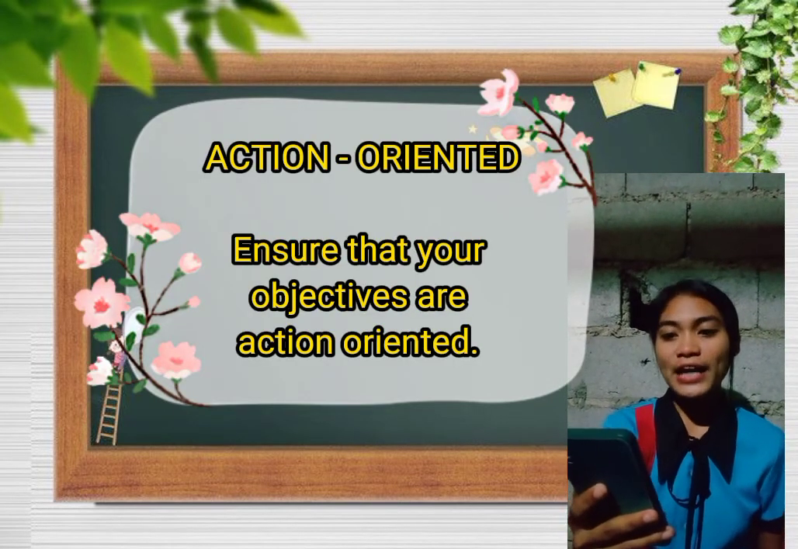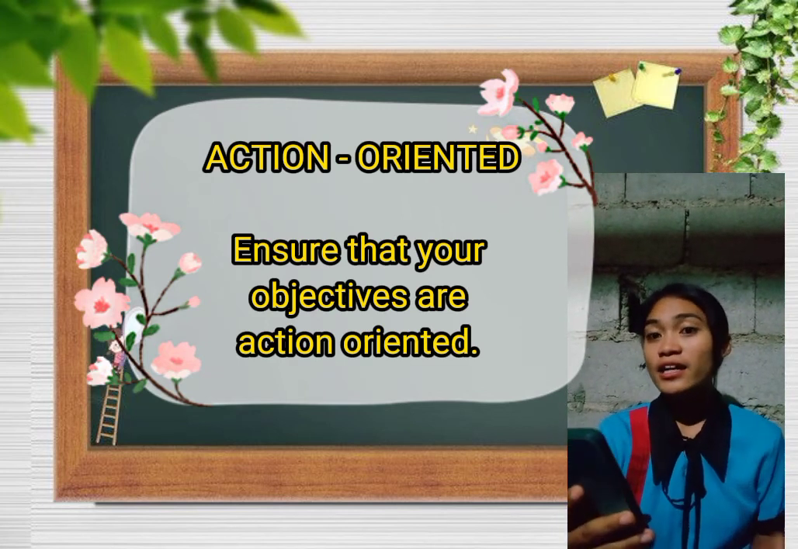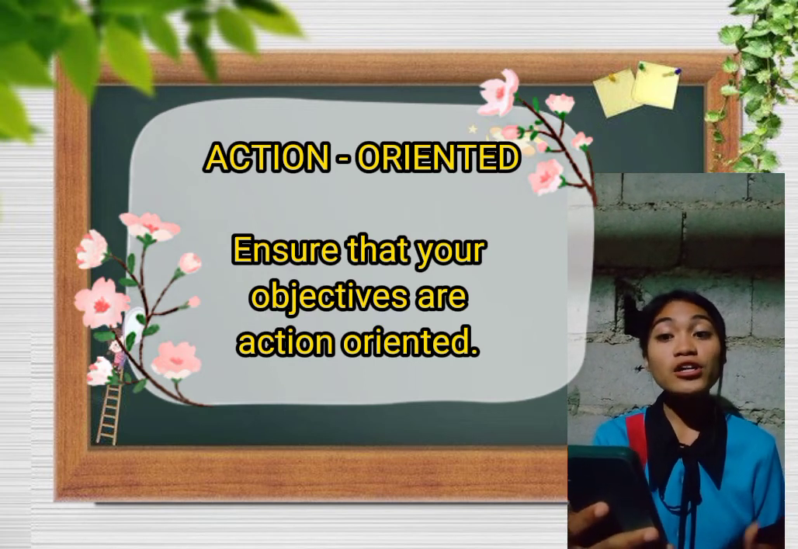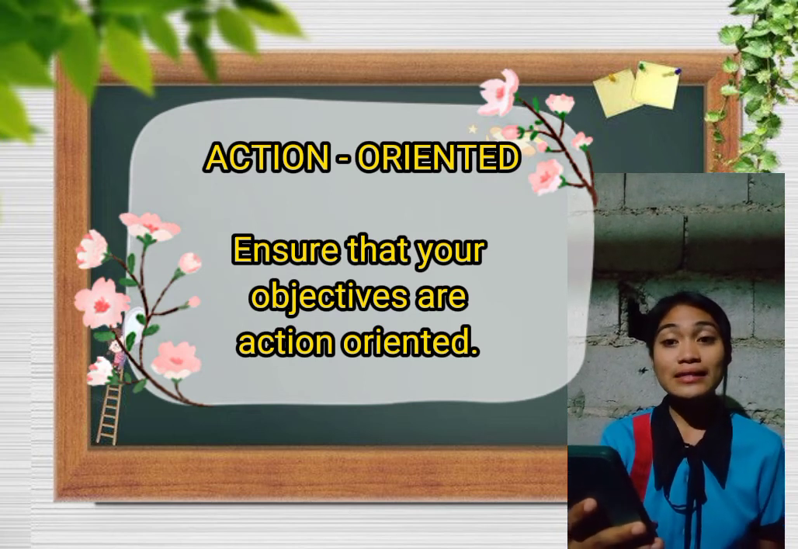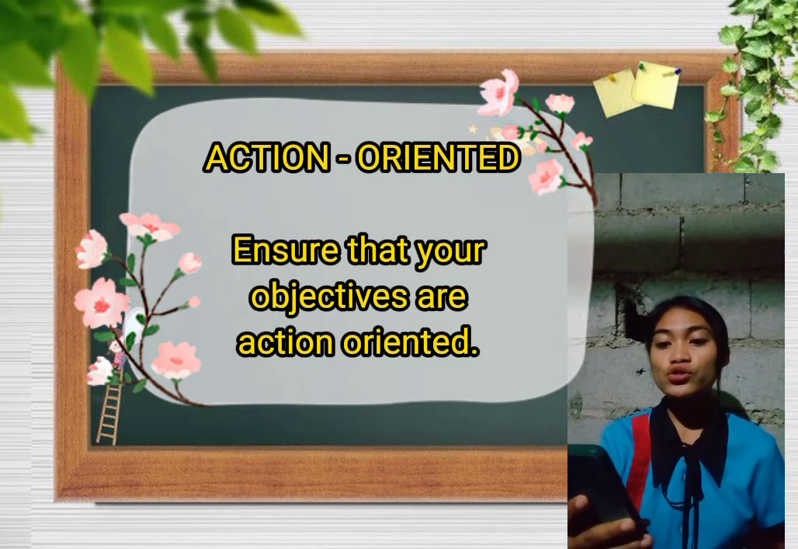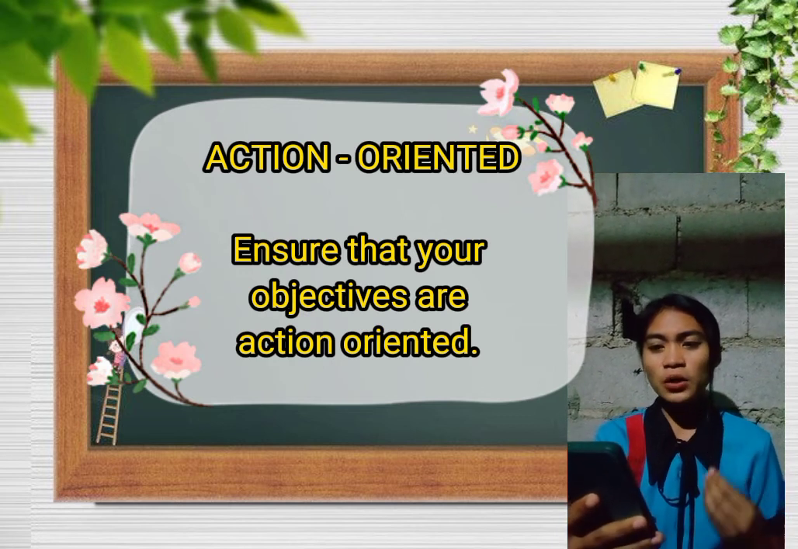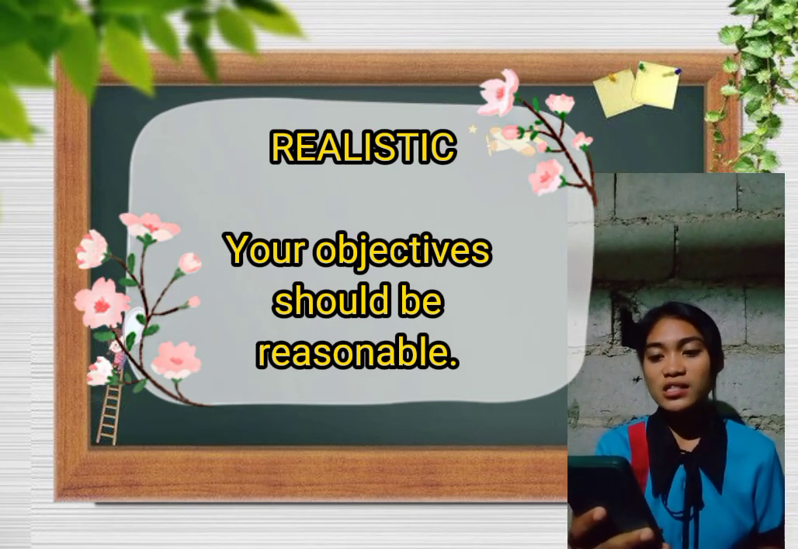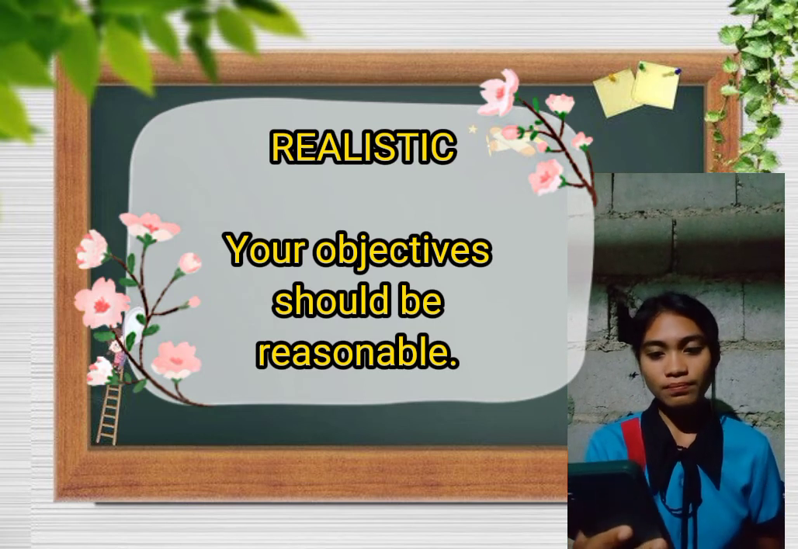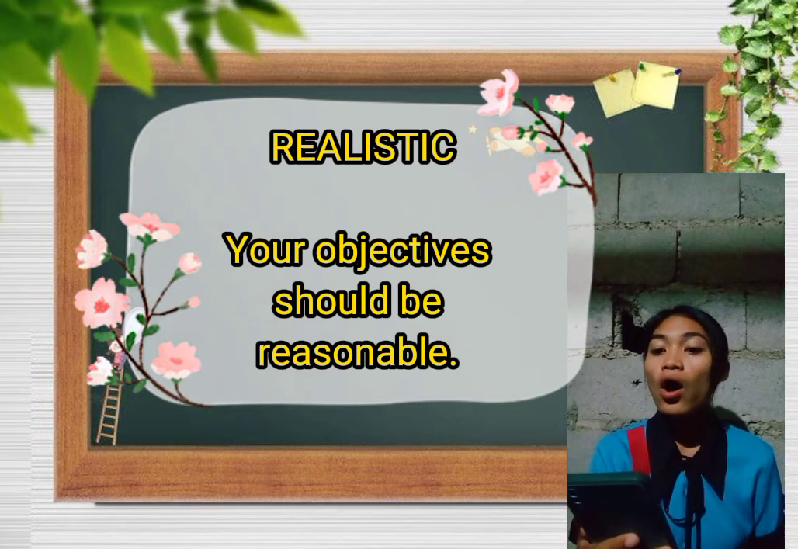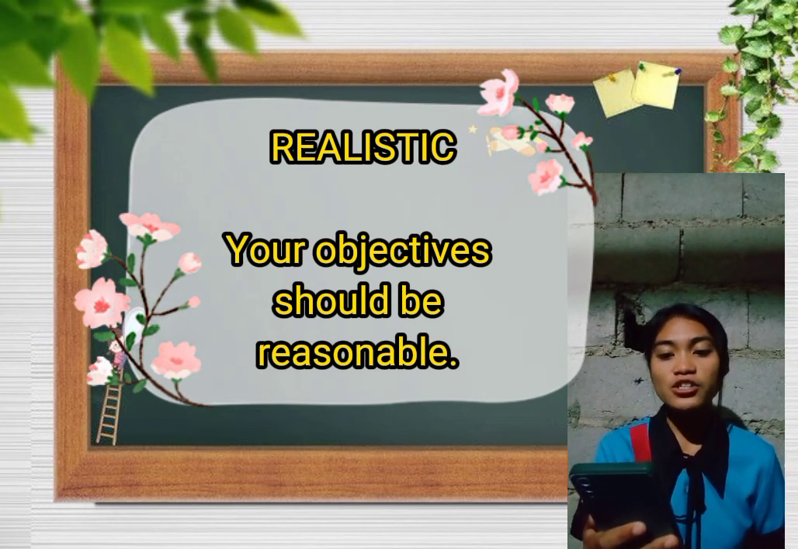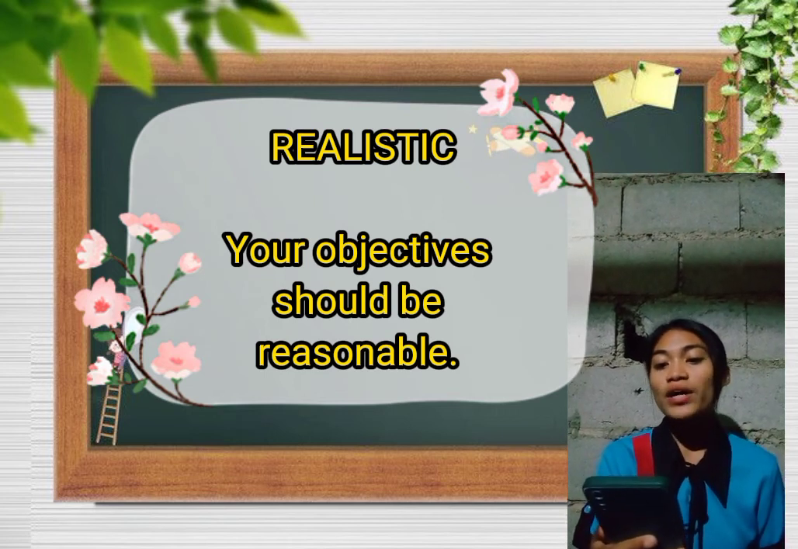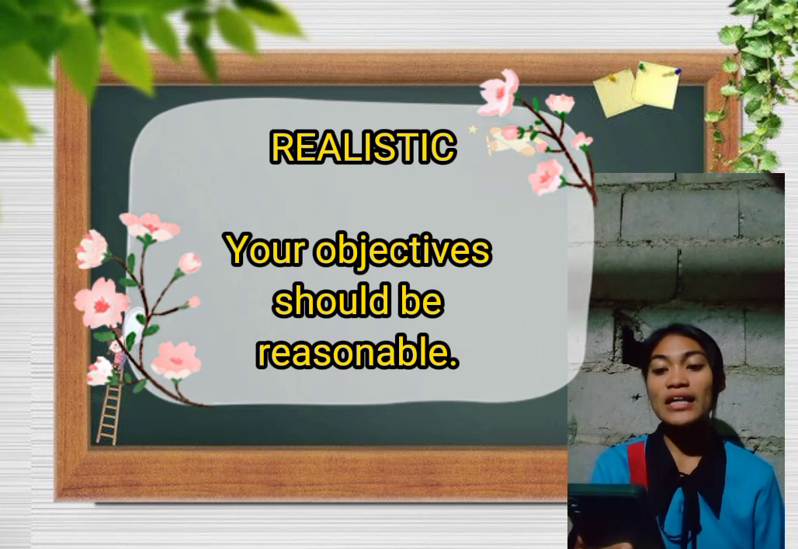Next is action-oriented. What is action-oriented? Ensure that your objectives are action-oriented. You should know the proper use of action verbs that demonstrate the skills, knowledge, and attitudes to be acquired. Next is realistic. Your objectives should be reasonable. Ensure that they all reflect reasonable expectations in terms of the attitudes, knowledge, and skills to be acquired within the given time frame and training scope.